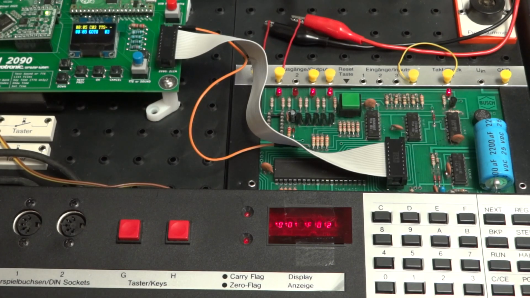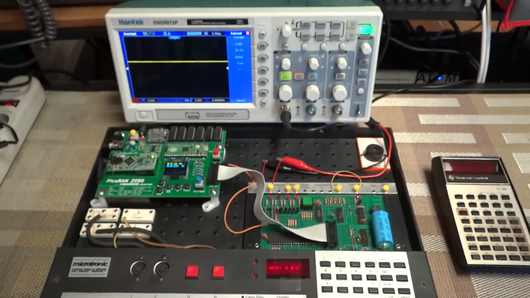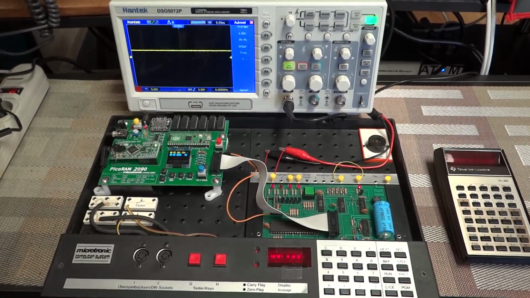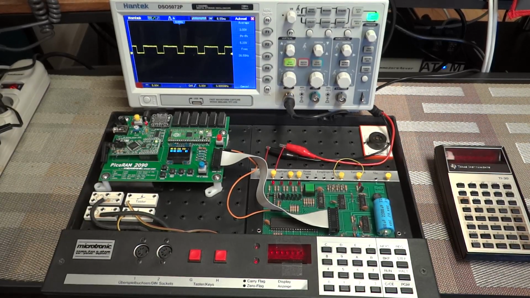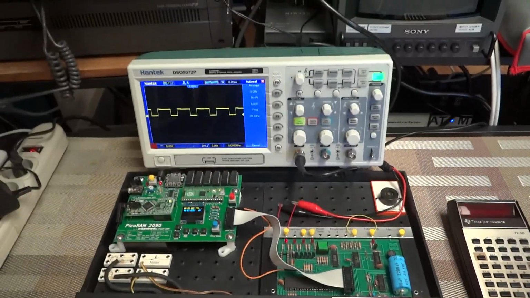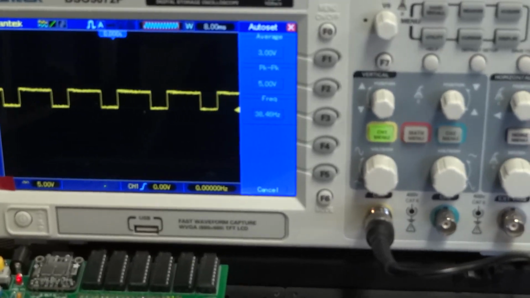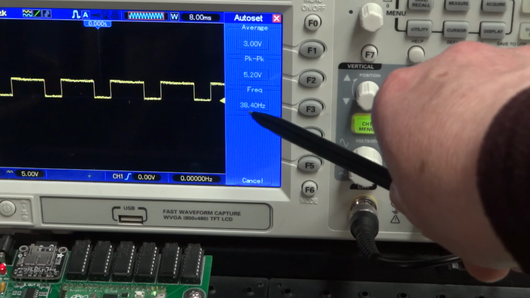Okay, let's actually start and run this program and see what the oscilloscope is telling us, what kind of frequency we get from this program. And there we have a very nice square wave now on the display, and the oscilloscope can also tell us the frequency. It's already displayed here. Let me zoom in a bit. So it tells us 38 Hertz.